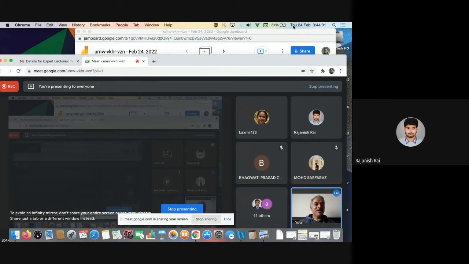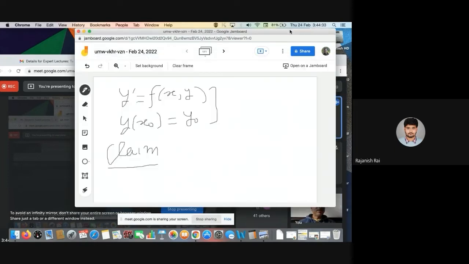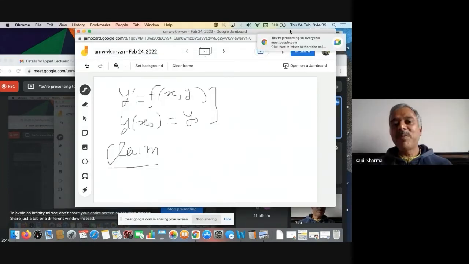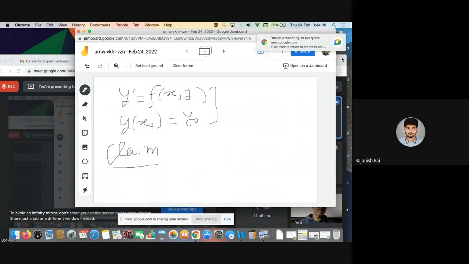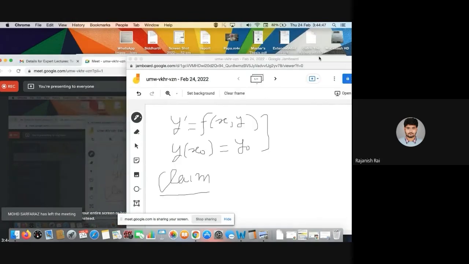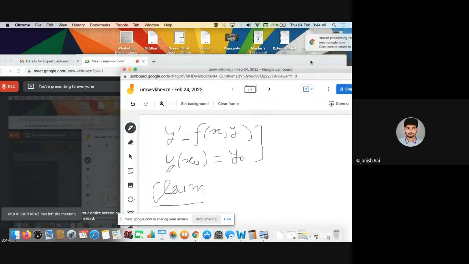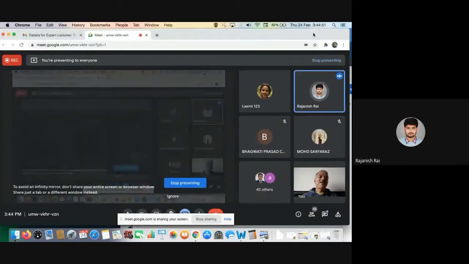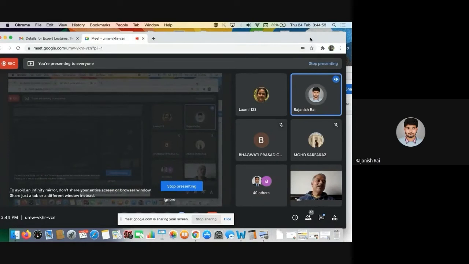If the problem is simple, like a linear differential equation, we can find the exact solution. But if the problem is highly non-linear in nature, we will only discuss what is happening in the long term: whether the solution exists, whether it is unique or not, and we can also talk about the continuous dependence of this problem.